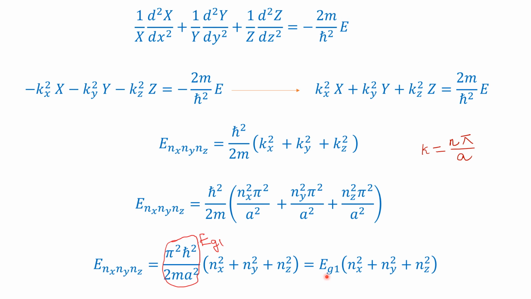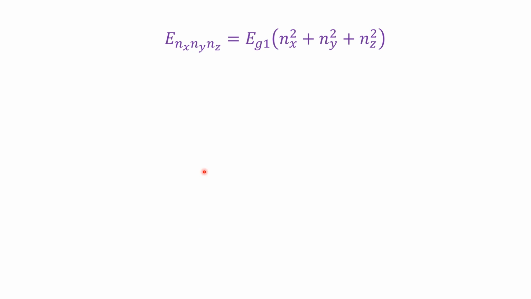So we can simply remember that E sub nx ny nz, that is energy in the three-dimensional case, is equal to Eg1, the ground state energy of the one-dimensional case, multiplied by nx squared plus ny squared plus nz squared. So we got this expression finally.